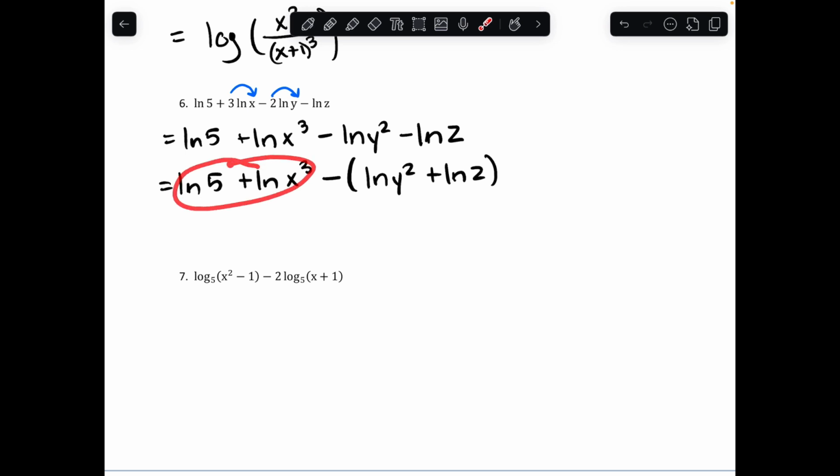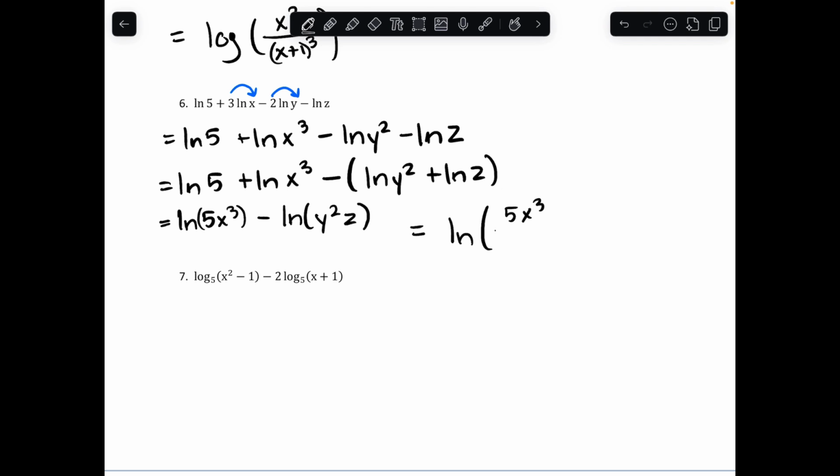Now I see that I have two logarithms being added together, so I can use the product property, and then I can also use the product property for these ones in here. This then becomes natural log of 5x cubed minus natural log of y squared times z. We then see we have a difference of two logarithms, and so we can put them into a quotient. And so our final answer becomes the natural log of 5x cubed divided by y squared times z. Let's go on down to number 7.